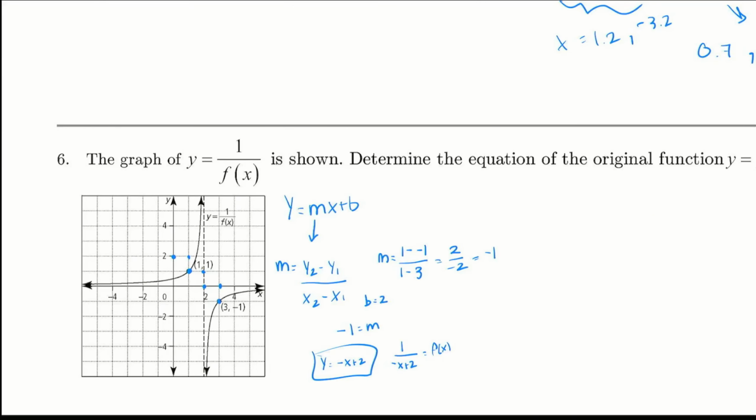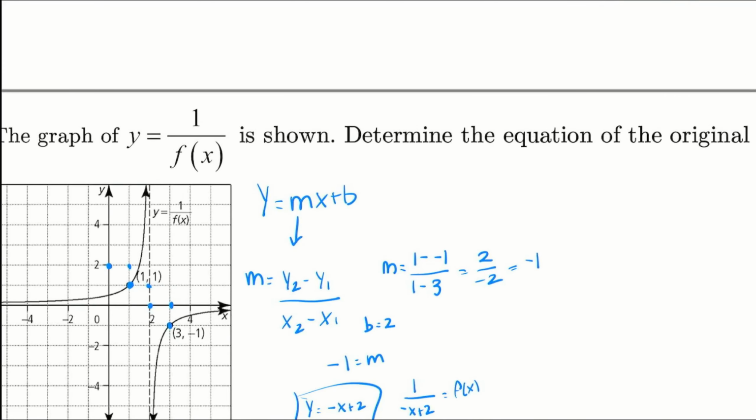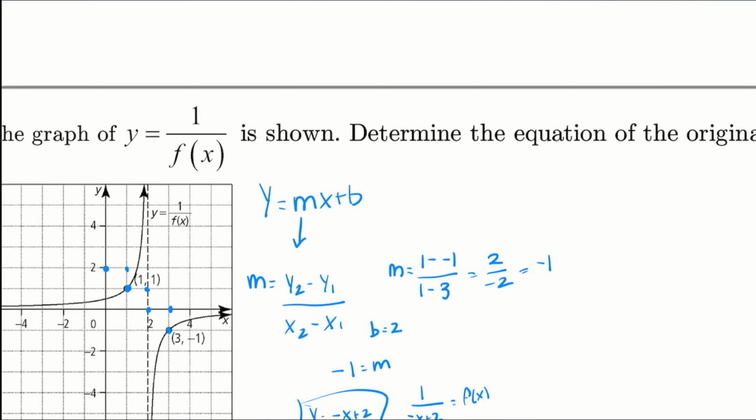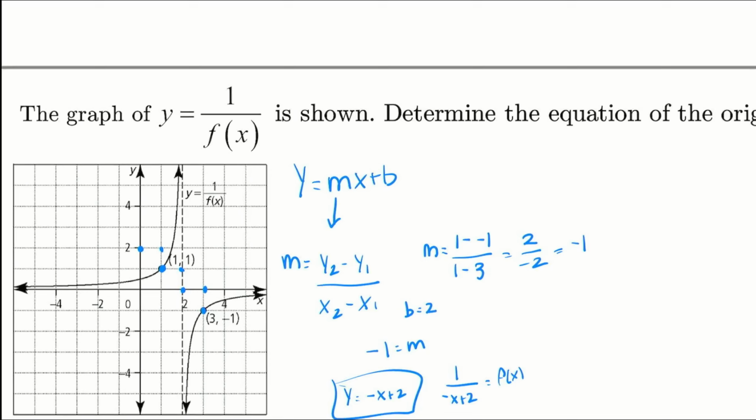Now you may be wondering what it might look like if we're asked to do domain and range, right? If your function is linear, you have one vertical asymptote. Your domain is x such that x cannot equal whatever that asymptote is. In this case, it was 2, so x cannot equal 2, and x is an element of the reals. Make sure you know how to do domain and range with these functions.